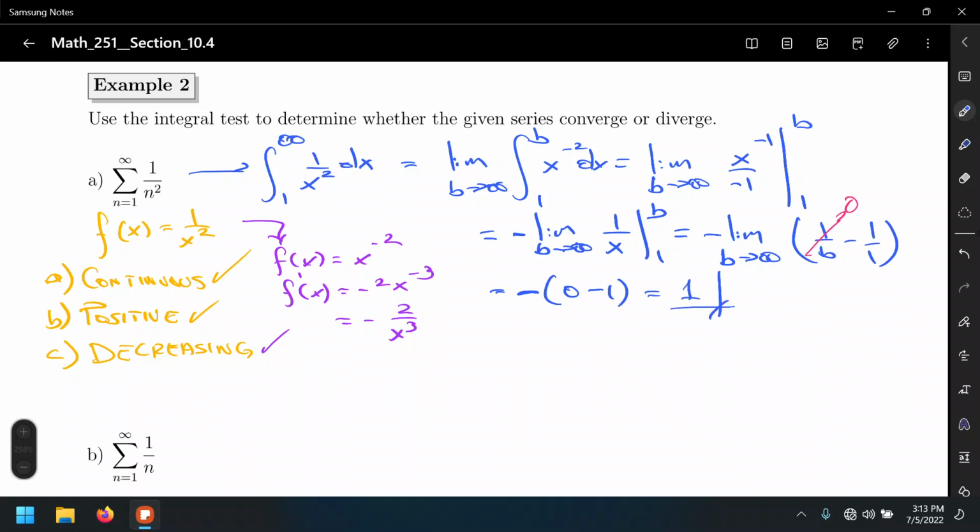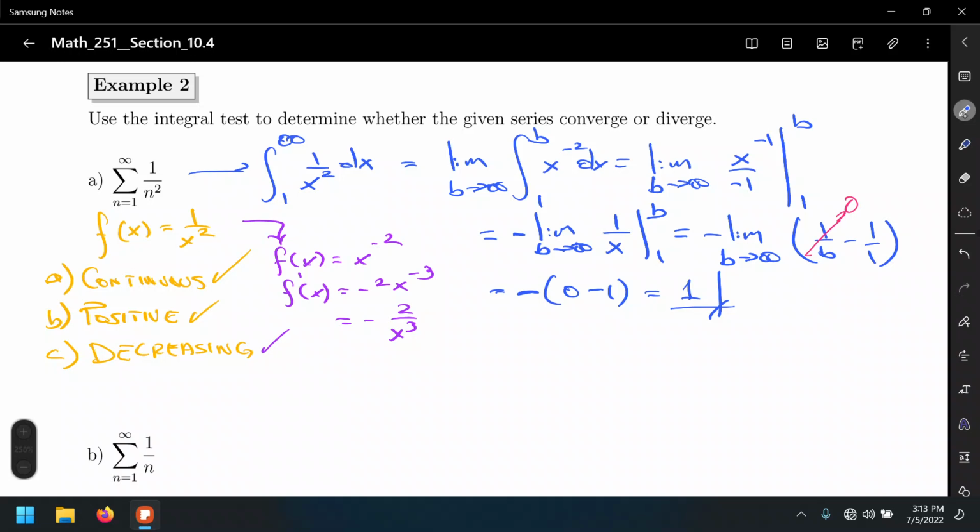Well, that's the value of the integral, right? That's the value of the area under the curve. But that's not what we're trying to find. What we're trying to determine is whether the infinite series converges or diverges based on the convergence or divergence of the integral.